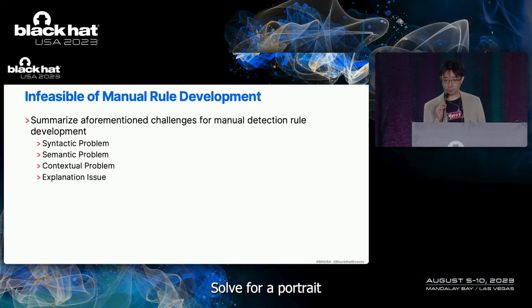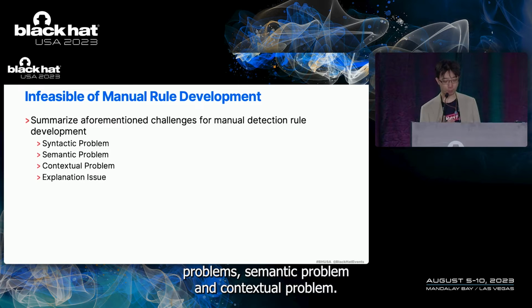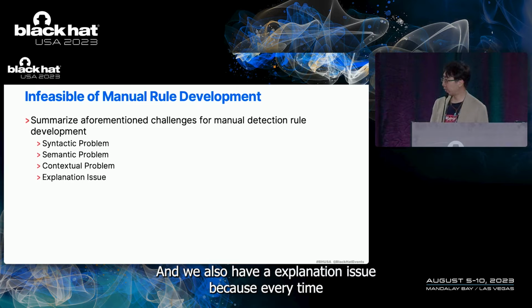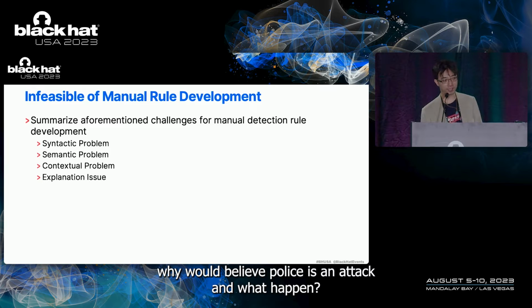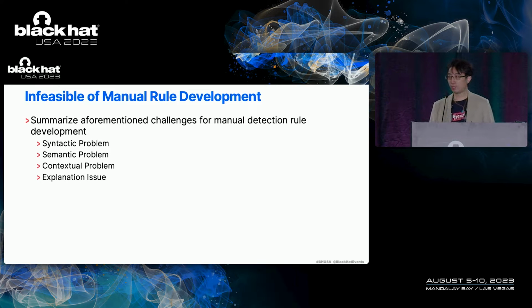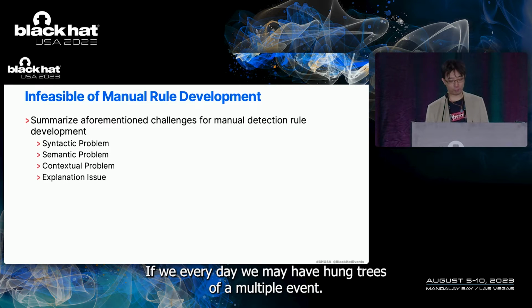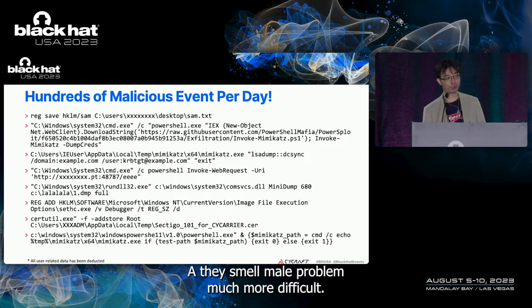So for all three challenges, it's infeasible to manually develop detection rules. We have the syntactic problem, semantic problem, and contextual problem. And we also have an explanation issue, because every time we need to explain to our customer why we believe this is an attack and what happened. We need to have evidence and a reason for them. And every day we may have hundreds of malicious events a day. This makes the problem much more difficult.